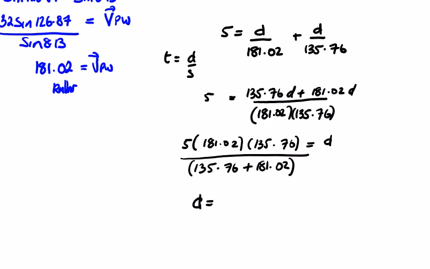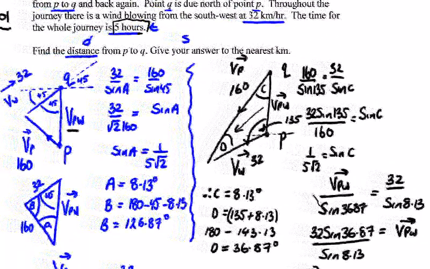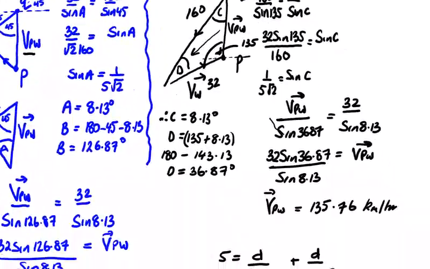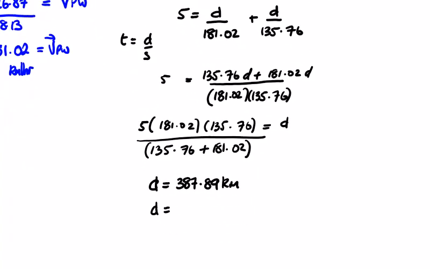So in the calculator, this is giving me 387.89 kilometers. And we were asked for the total journey, we're asked for the distance from P to Q, and give your answer to the nearest kilometer. The nearest kilometer, the distance from P to Q is going to be 388 kilometers. Bit of work involved in part B in 2001.